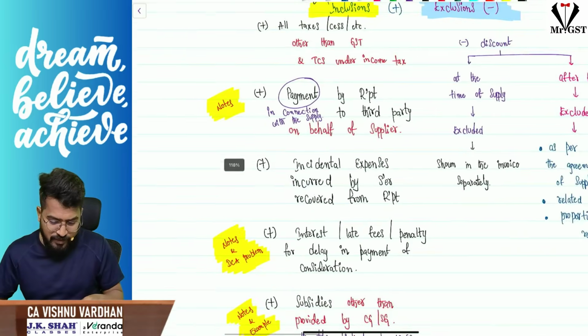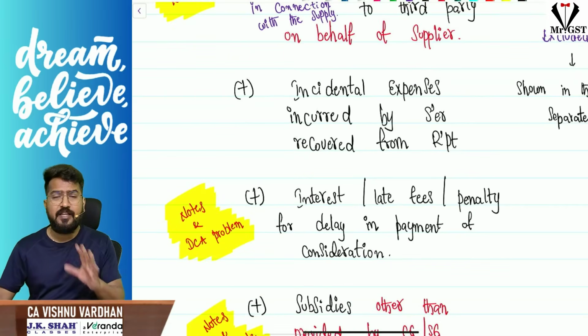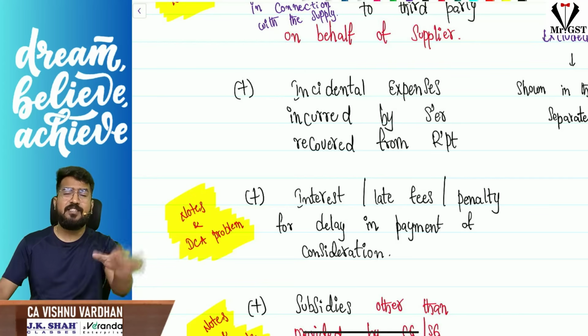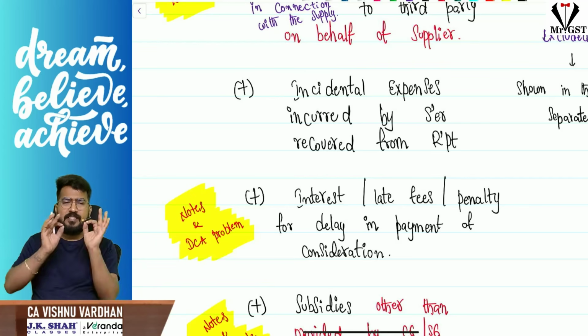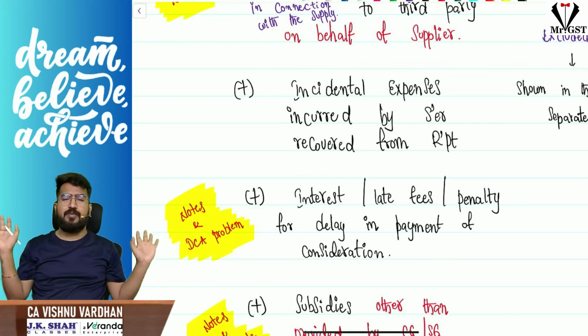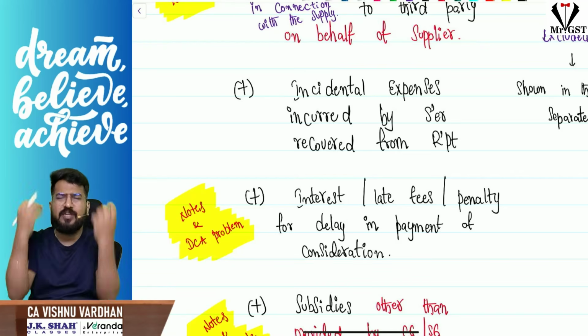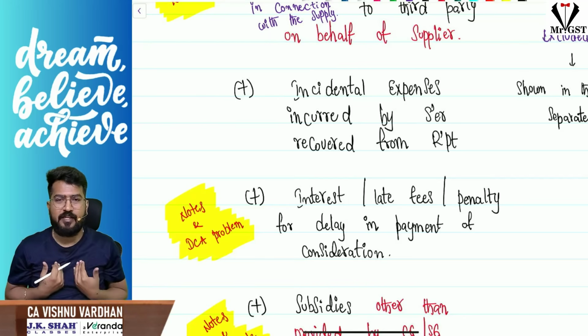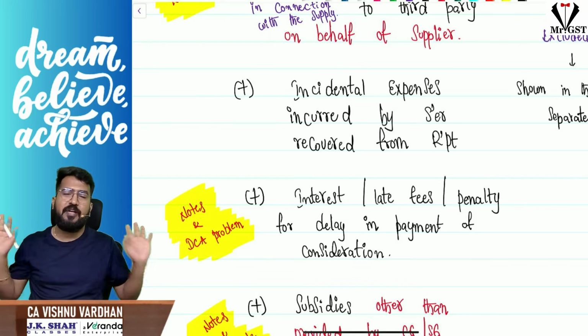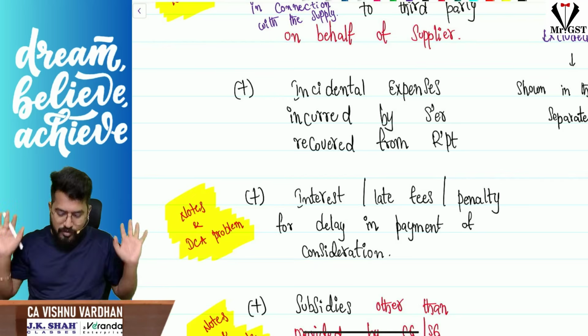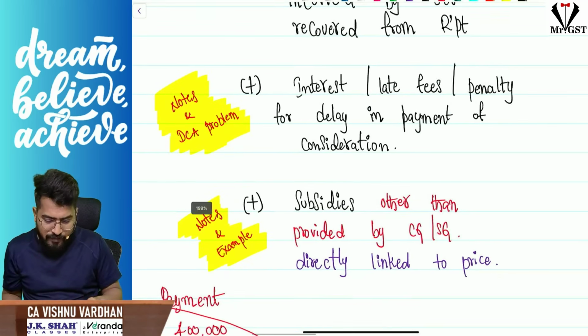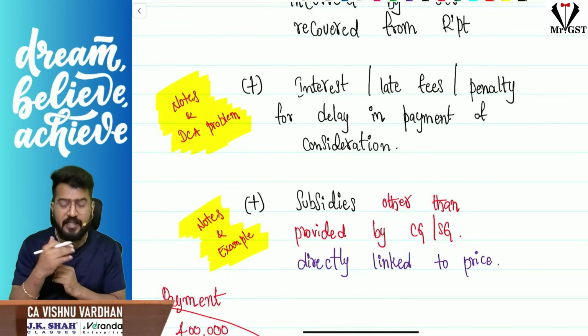Next, what is the next one? The third inclusion is incidental expenses: whatever incidental expenses the supplier incurs and recovers from the recipient. Let us assume packing charges, transportation charges, weighing charges, whatever is incurred by the supplier and recovered from the recipient, will be added to the value of supply. That is the concept. Next, interest, late fee, penalty for delay in payment of consideration.